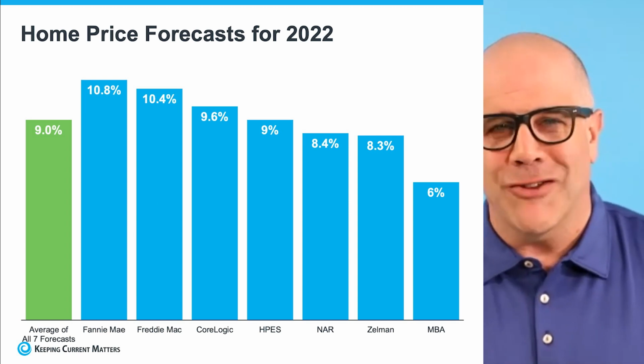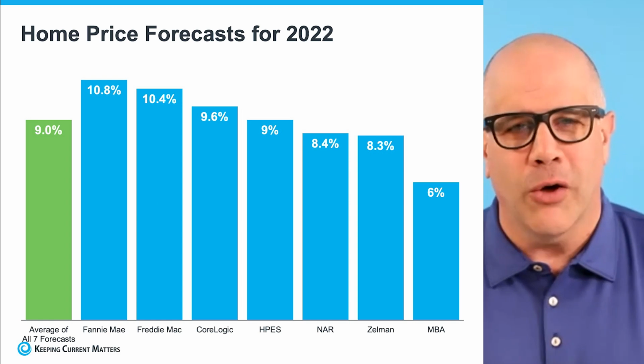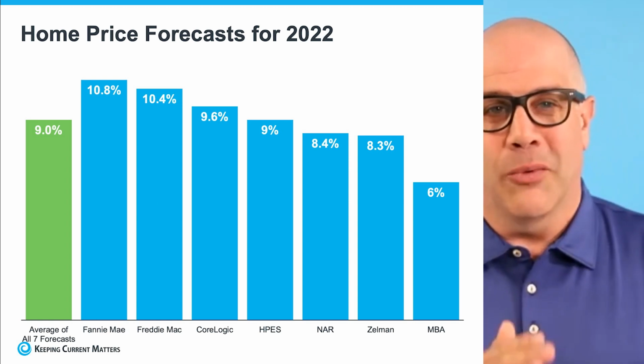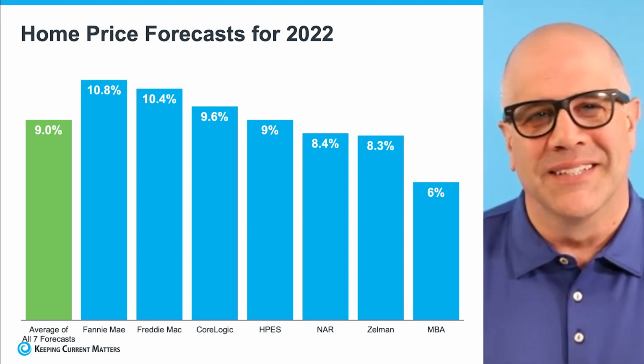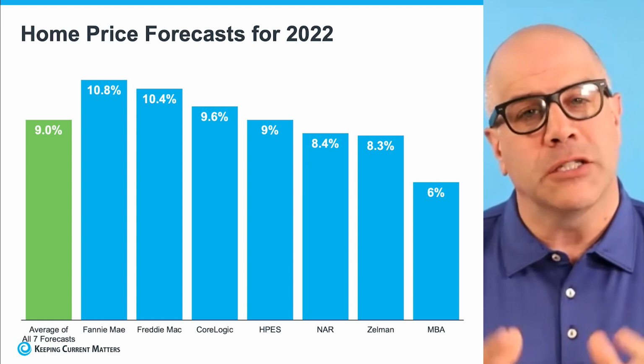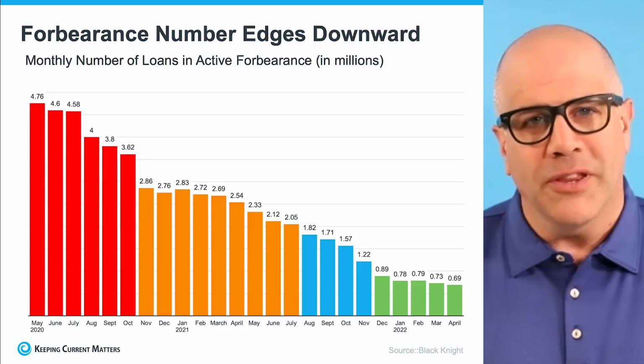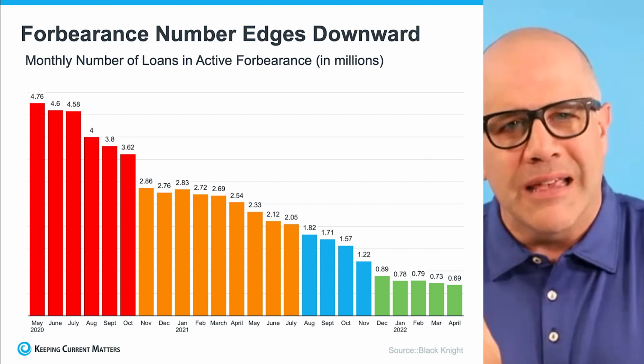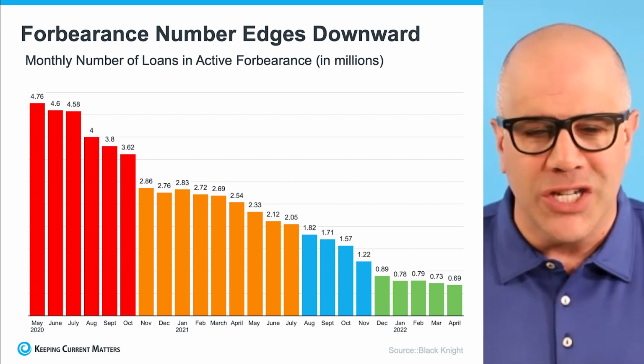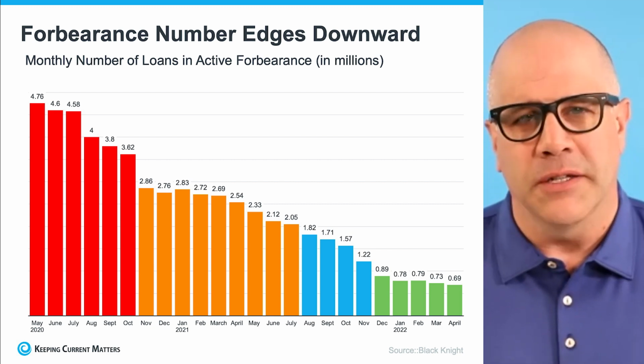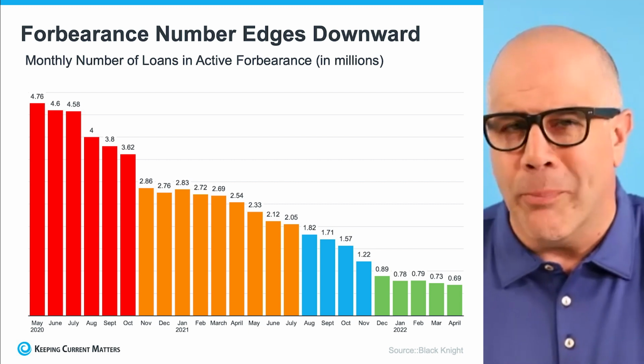Let's take a look at that. We haven't talked about that in a long time. If you've been following the deep dive for the last couple of years, we talked about that on a regular basis, and we haven't talked about it in a while because it's become a non-issue. But the number of forbearances continues to edge downward, just under 700,000 mortgages in forbearance right now.